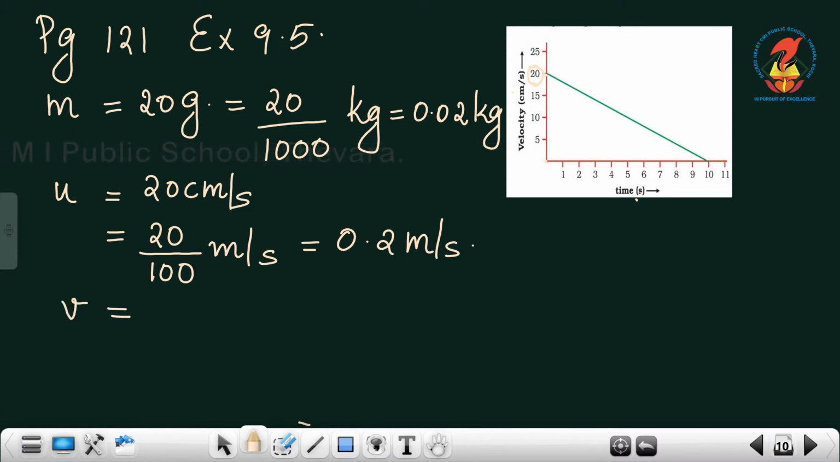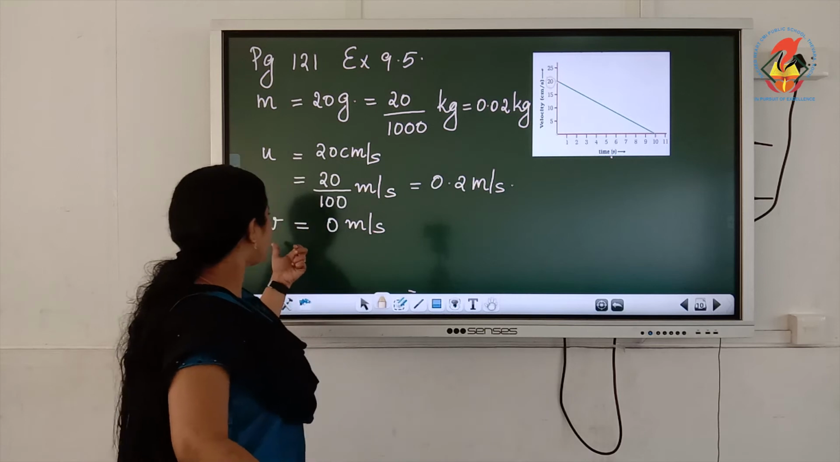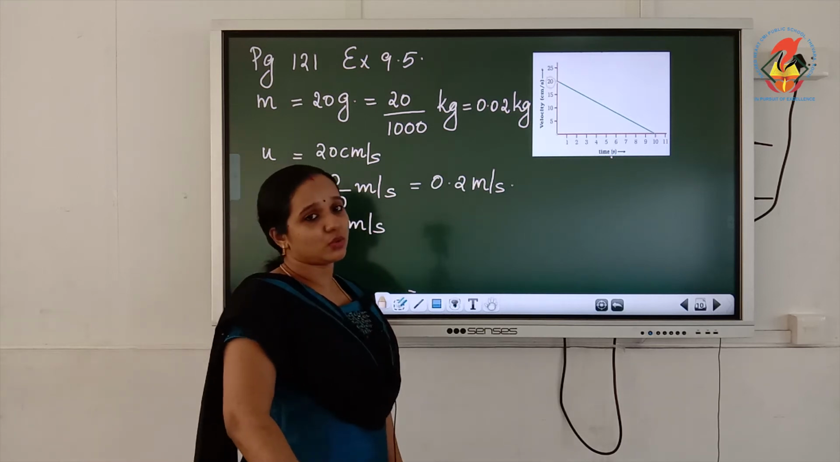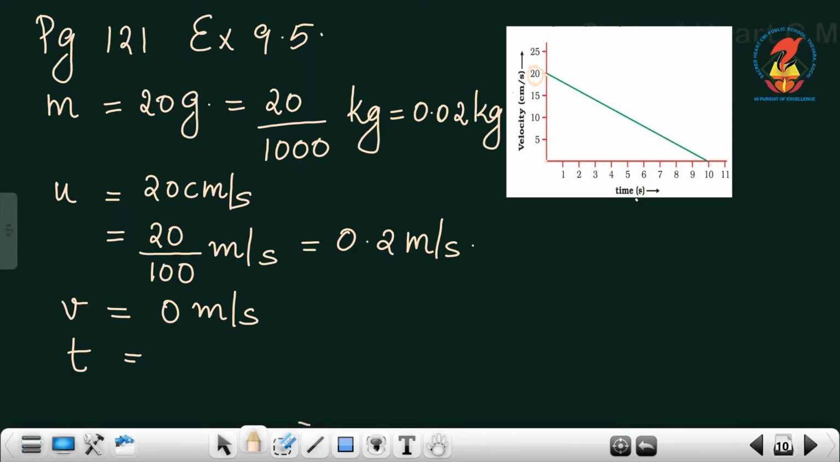The final velocity v is 0 meter per second because the object came to rest. The question clearly says that the object is coming to rest. So, final velocity v is 0 meter per second. And the total time taken for the whole process is 10 seconds. So, these are the quantities given in the question.